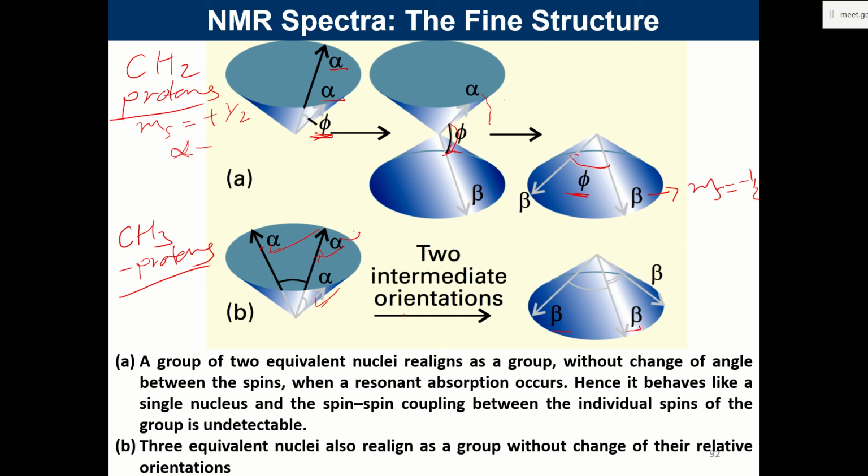So from ms plus half to ms minus half, the z component, you can see, is now negative. So what do you see? In all these cases, at no point is the angle changing. The angle remains unchanged, the relative orientations remain unchanged, and so such spin couplings within the group are not detectable.